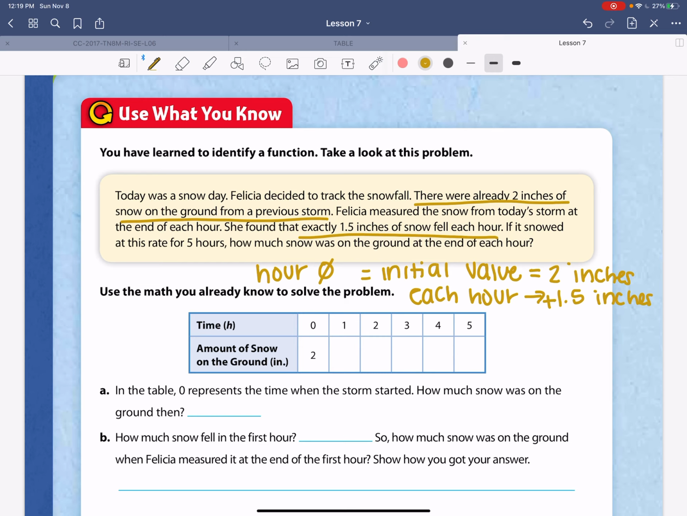Then each hour we're going to increase the amount of snow in inches by 1.5 inches. So 1 hour will be the 1.5 plus the 2, which is 3.5, and we're going to continue to increase by 1.5 each hour. So literally, to get the amount of snow in inches per hour, I'm just going to add 1.5 each hour. Same thing every time.